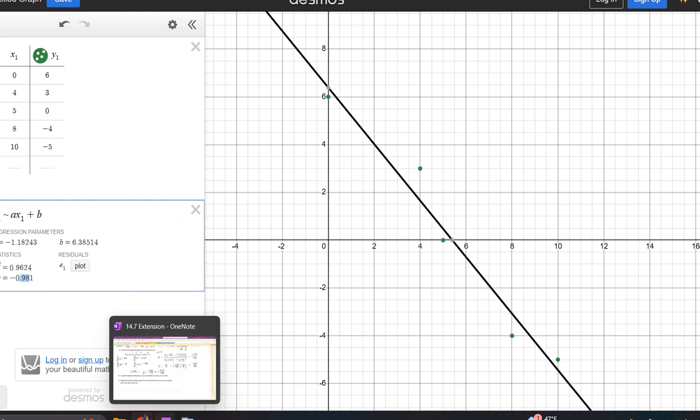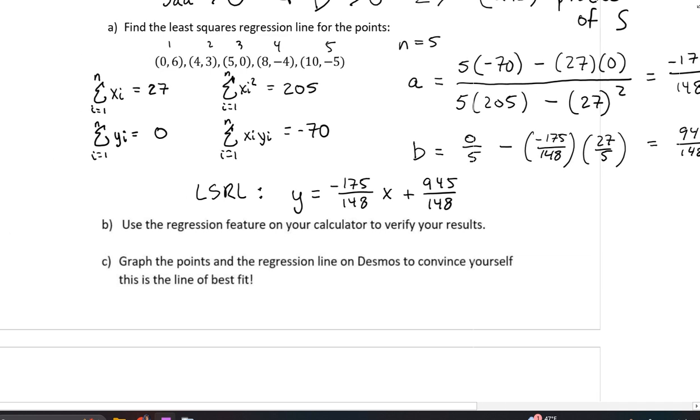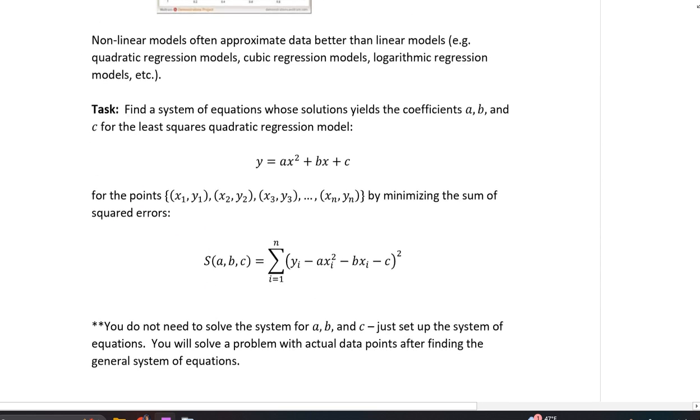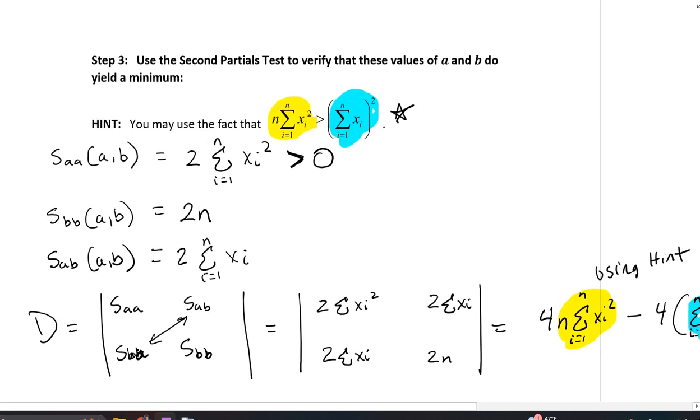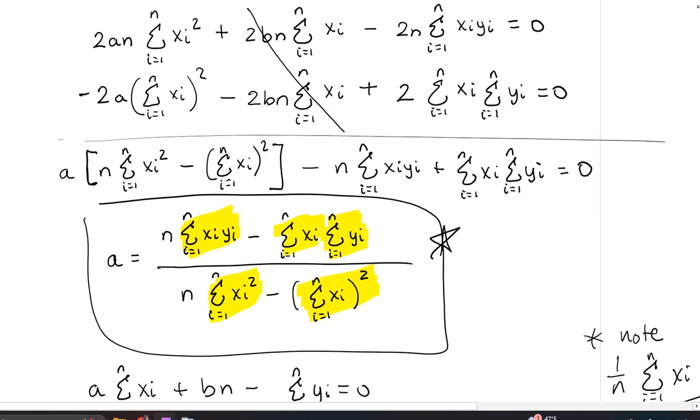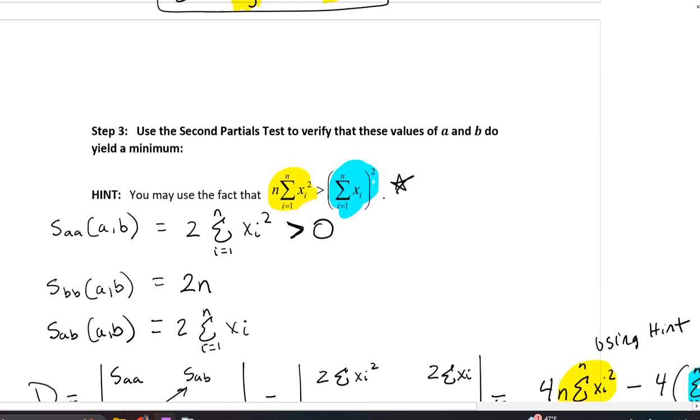Okay, so to wrap up here, what are you going to do for me? You're going to do this with a quadratic regression model. I know that sounds a little bit intimidating, but you're not going to have to solve for A in this way. I'm going to give you a different way to do that.